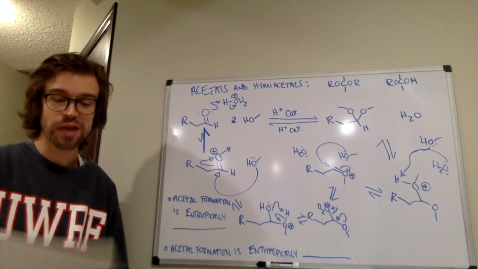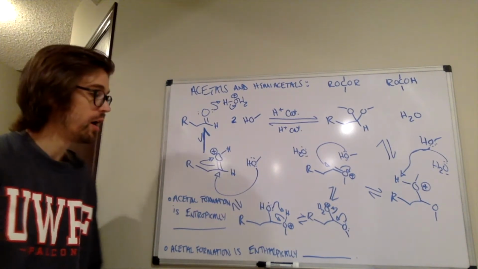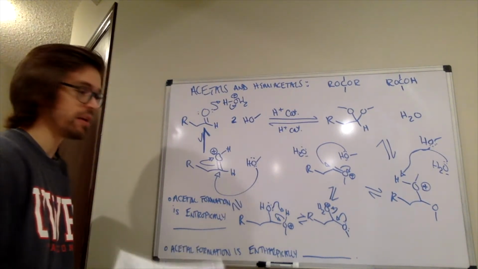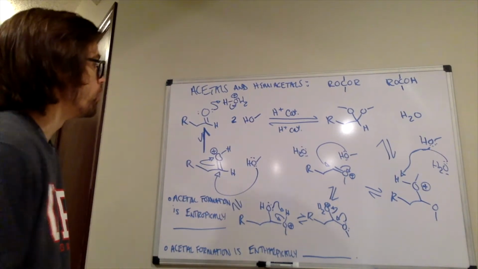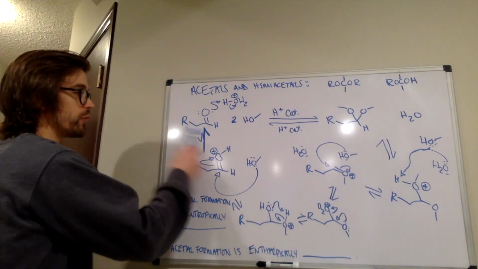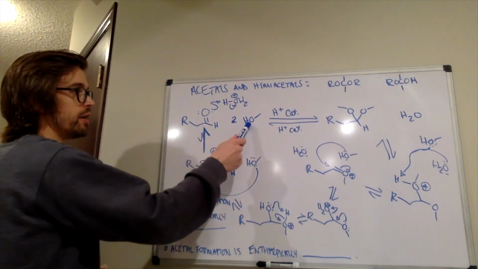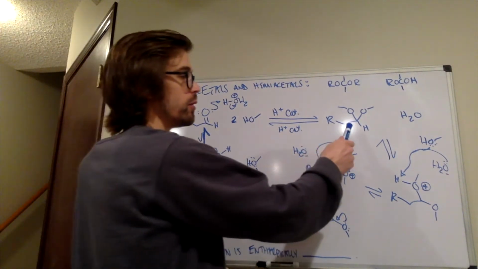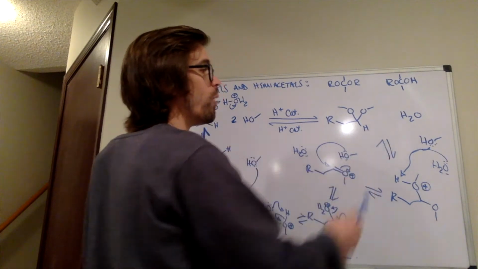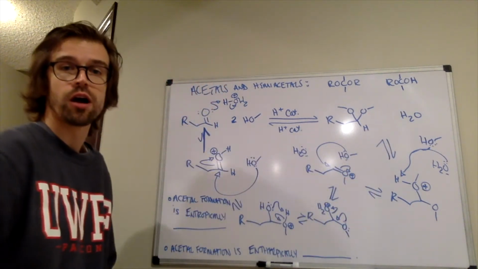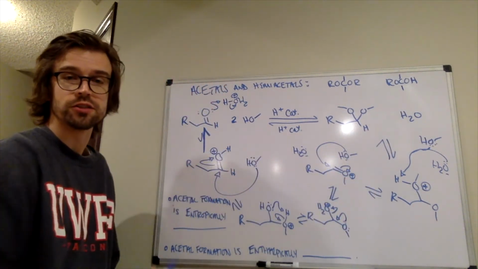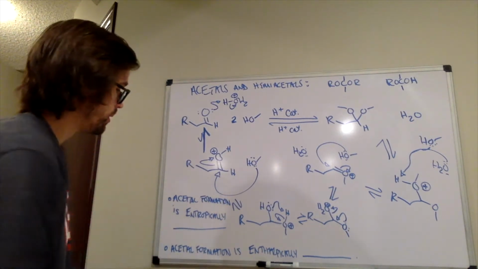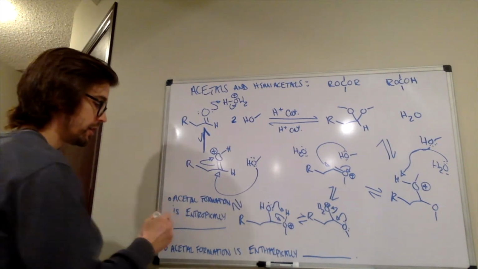All right, so should acetal formation occur? What about it entropically? We started with 3 molecules over here, 1 molecule of aldehyde, 2 molecules of alcohol. We ended with 1 acetal and 1 water. So we are going from 3 molecules to 2. That is less random, so we are entropically disfavored.